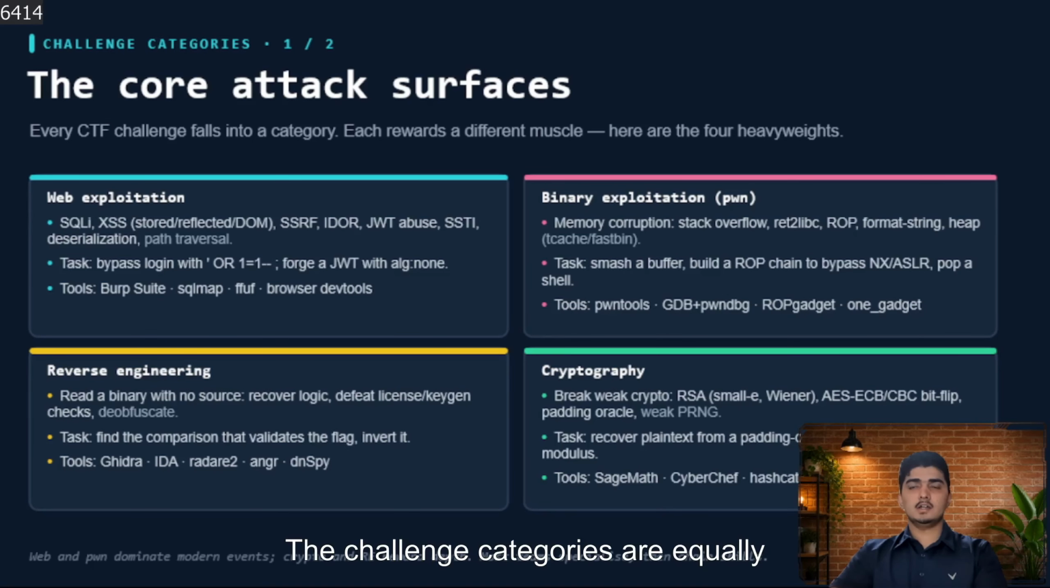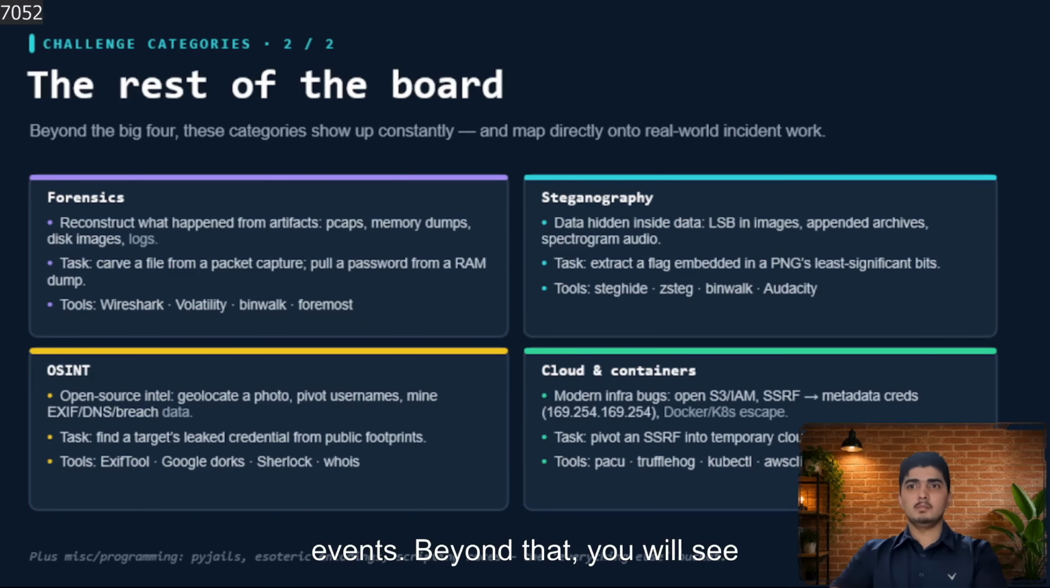The challenge categories are equally diverse. Web exploitation, binary exploitation, reverse engineering, and cryptography form the core of most events. Beyond that, you will see forensics, open source intelligence or OSINT, cloud security, containers, and infrastructure-focused challenges. Together, they mirror many of the skills used in modern security operations.